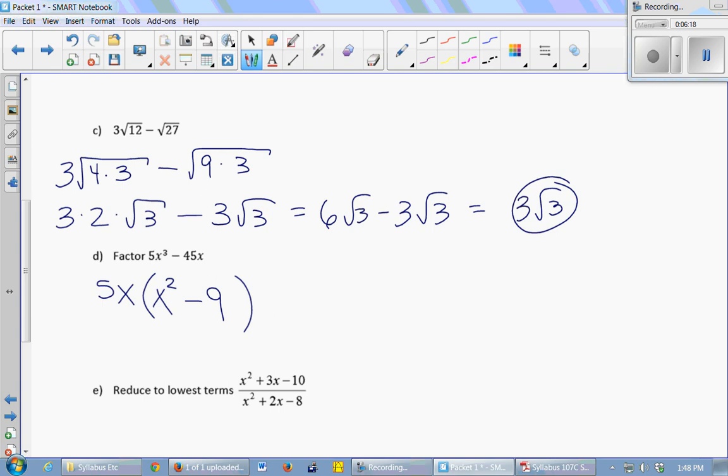But what's true about x squared minus 9? It's the difference of squares, difference of perfect squares. So it factors further. So we can have 5x. Anyone remember how to factor a difference of squares? x plus 3, x minus 3. Yeah. Very good.